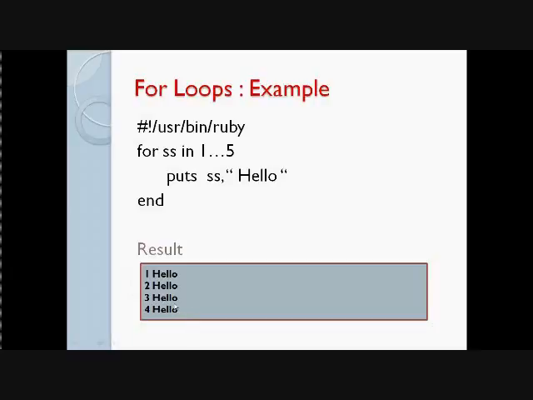Notice that it stopped on 4. The number following the ellipses causes termination at the top of the loop. The 1 to 5 means 1 to but not including 5. It does not mean 1 through 5. Please remember this when using Ruby loops.